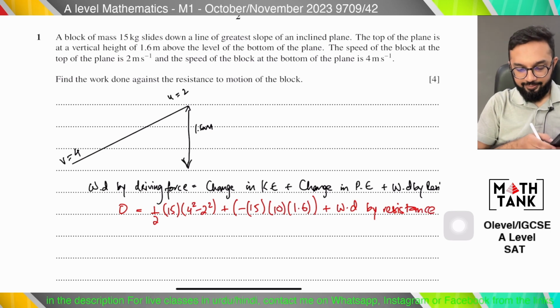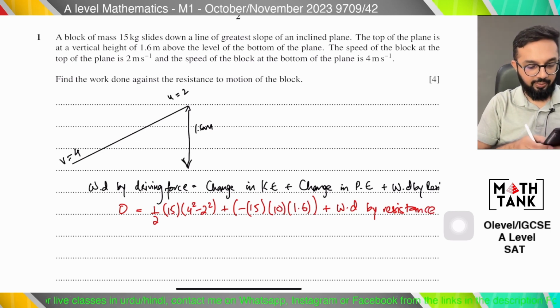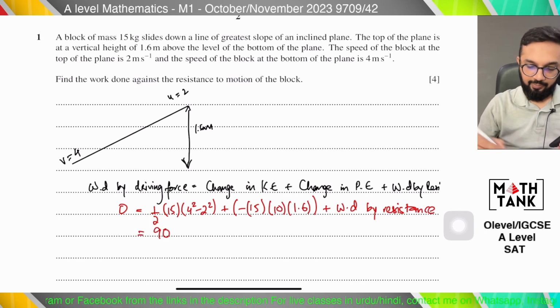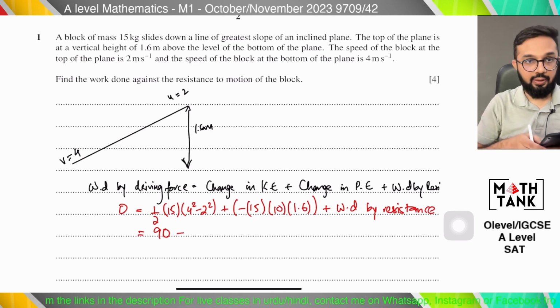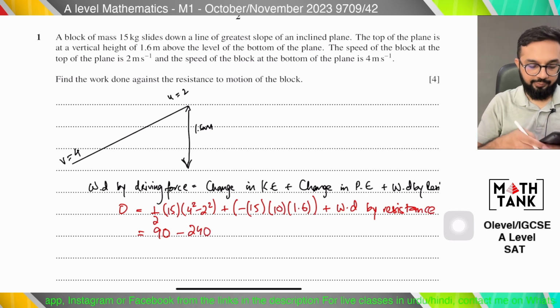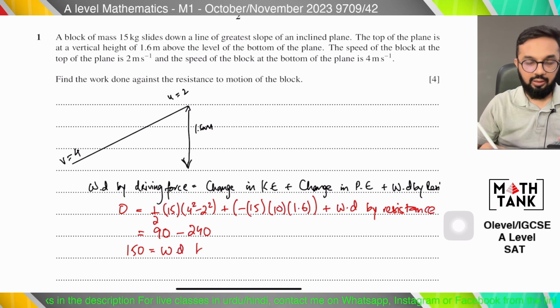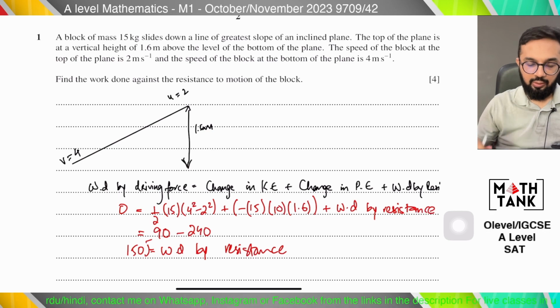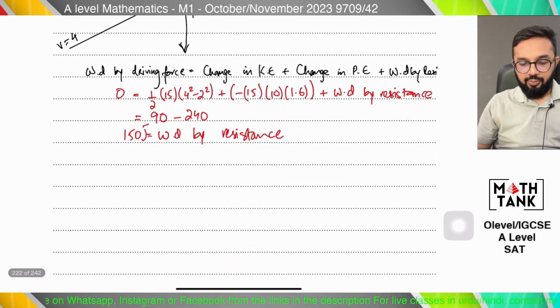Okay, so 15 into (16 minus 4) divided by 2 is 90, minus 15 into 10 into 1.6, which is 240. So 150 is the work done by resistance. That's in joules. Okay, that's the first question.